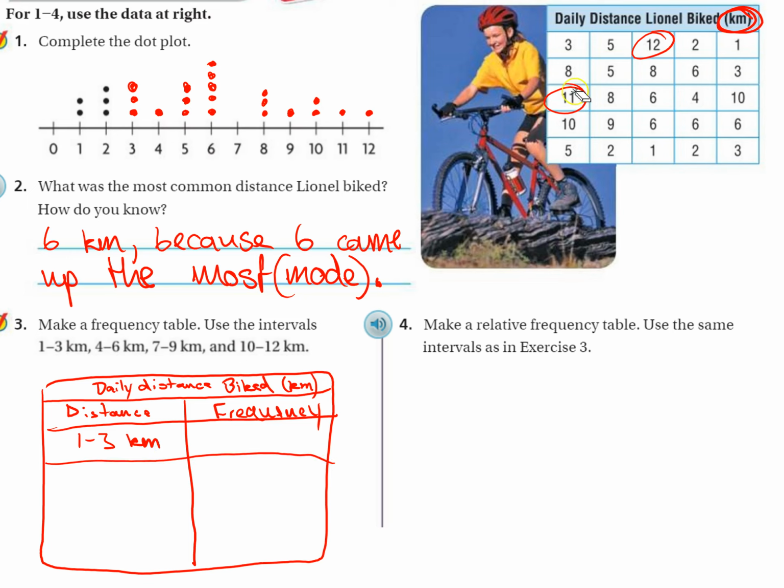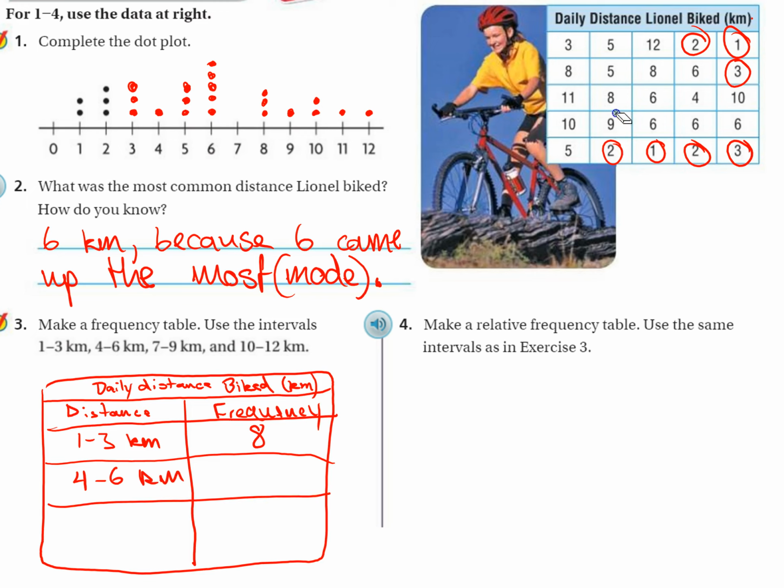How many times do we see a 1 through 3? There's a 3, 2, a 1, 2, 2, 1, 3, 3. So 1, 2, 3, 4, 5, 6, 7, 8 times. Okay, 4 to 6 kilometers. How frequently did that happen? 4 to 6, so there's a 5, 5, 5. 6, 6, 6, 6, 4, 6. 1, 2, 3, 4, 5, 6, 7, 8, 9 times.